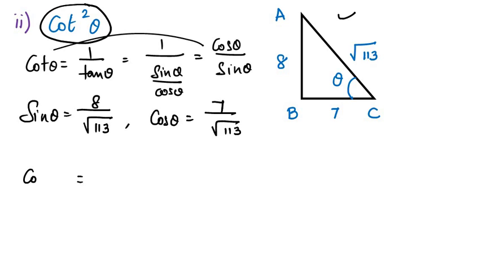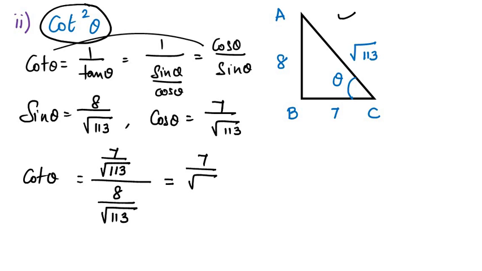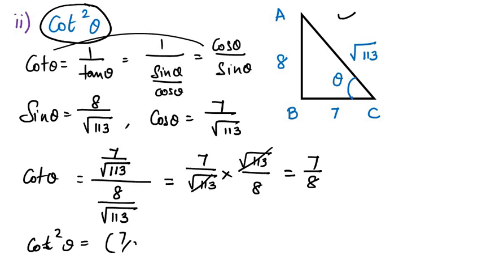We want to find cot square theta, so first we can find cot theta. The value of cot theta is cos by sin. The value of cos theta is 7 divided by root of 113, whole divided by sin theta, whose value is 8 divided by root of 113. After reciprocating, 7 by root of 113 into root of 113 divided by 8, both get cancelled. The value of cot theta is equal to 7 by 8. We want cot square theta, which means 7 by 8 the whole square. So we get 49 divided by 64.